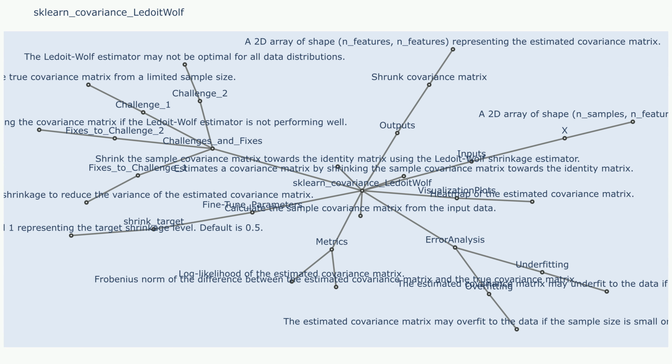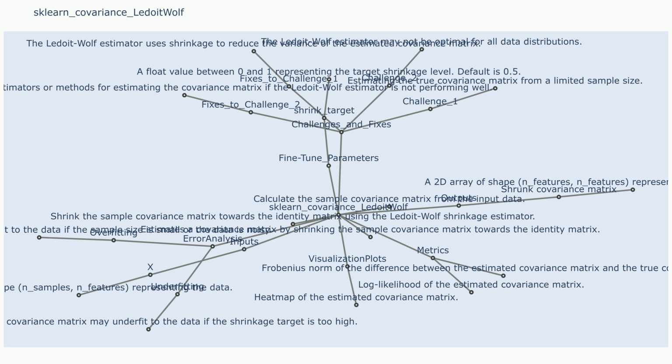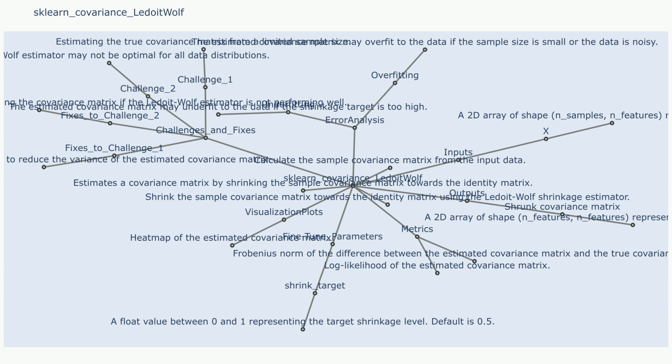Uncertainty methods. Bootstrap resampling. By repeatedly sampling from the data with replacement, one can estimate the variability of the shrunk covariance matrix. Cross-validation. Splitting the data into folds and evaluating the performance of the estimator on different folds can provide insights into its stability. Challenges and fixes.